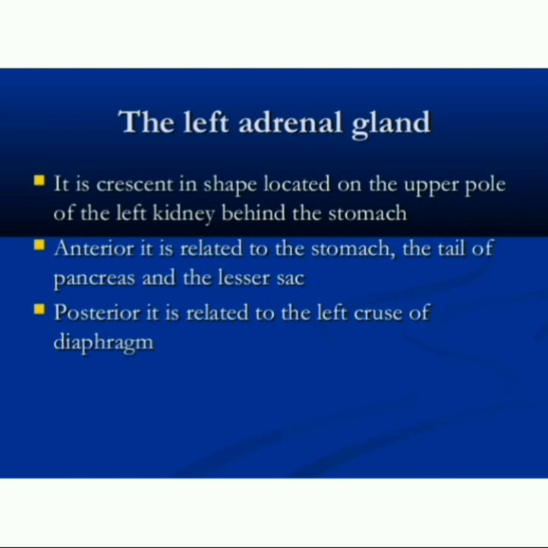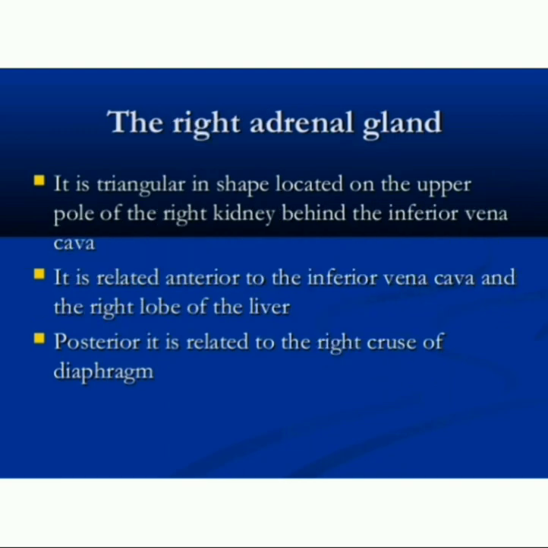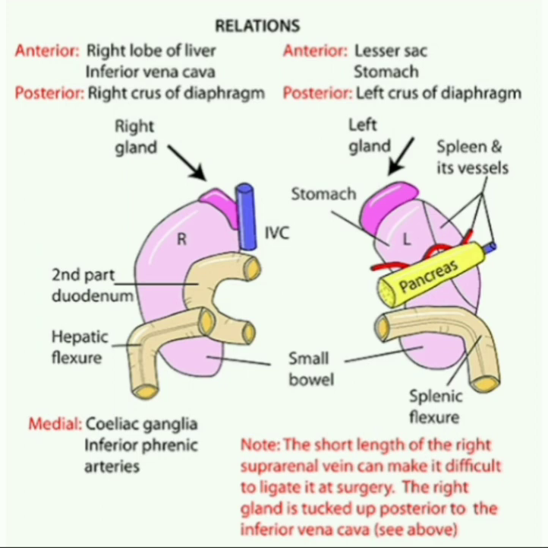It is located on the upper pole of the left kidney, behind the stomach. Anteriorly it is related to the stomach, the tail of the pancreas and the lesser sac. Posteriorly it is related to the left crus of the diaphragm. Here in this picture you can see the left adrenal gland. It is semi-lunar in shape and related to the pancreas. Anteriorly it is related to the lesser sac and stomach, and posteriorly to the left crus of the diaphragm.